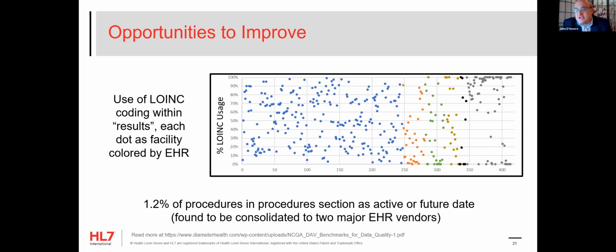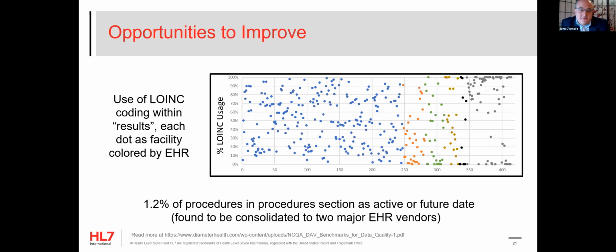1.2% of all procedures in the procedure section of clinical documents were active or they had a date in the future, which means that your encounter is today but the date for the procedure is tomorrow or next week or next month. You'd say, well, there were several 100,000 because we sampled over 40,000 documents. There were several 100,000 procedures. Is 1.2% a big deal or a small deal? Well, I think it is a meaningful deal.